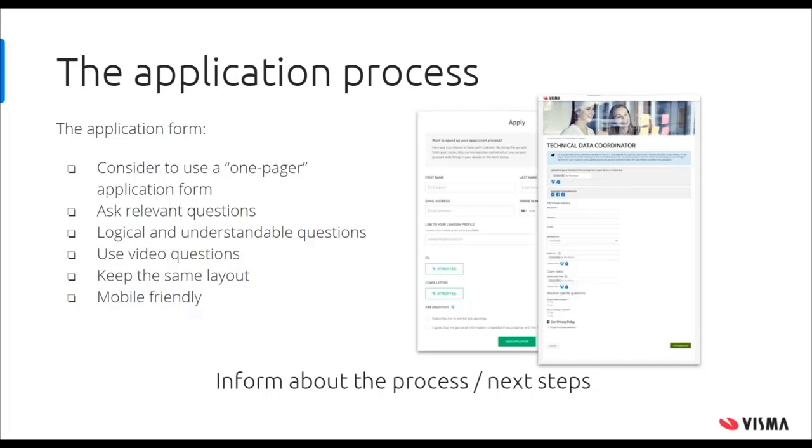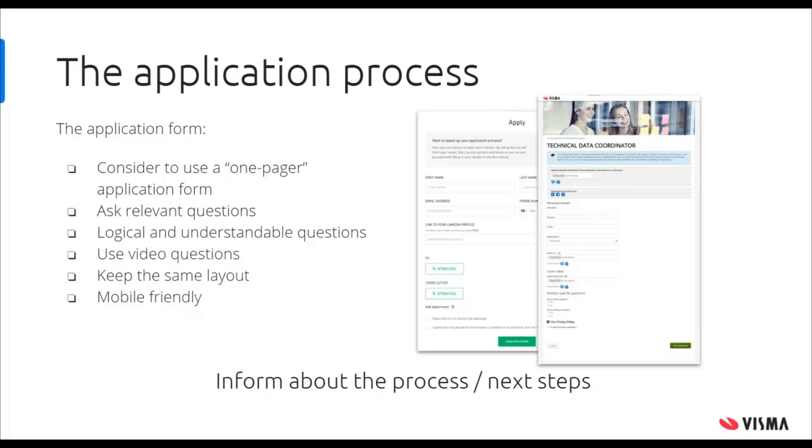Video questions, that is a quite new thing. So instead of having just text-based questions and answers, you can ask the candidate to upload a video. So for example, you can ask a question like, please tell us in 1 minute why you would like to work in our company. And then the candidate can record a video and say, hi, my name is Christer. I would like to work at Visma because I really like your company. It seems to be a cool young company. I would like to apply, or similar.